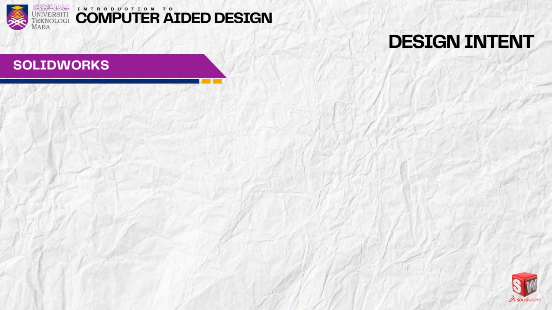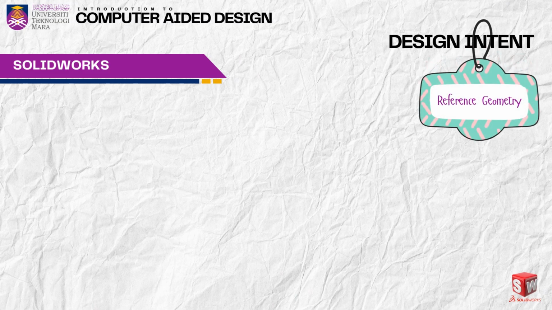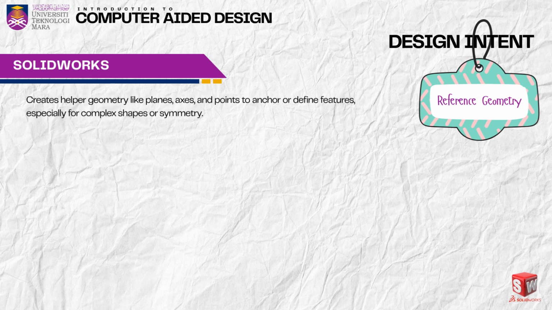Let's move on to another powerful design intent tool in SolidWorks: reference geometry. This tool becomes especially important when you're working with more complex parts and assemblies. Reference geometry consists of invisible helper elements. They don't become part of your final solid model, but they are essential for building and positioning other features accurately. You can think of them as the invisible scaffolding that holds your design together, helping to guide and anchor features in a controlled and predictable way.